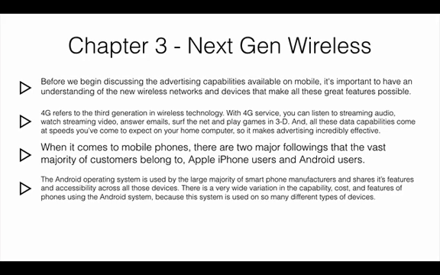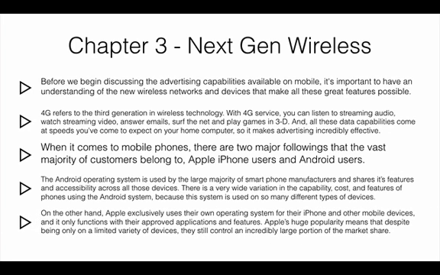There is a very wide variation in the capability, cost, and features of phones using the Android system because this system is used on so many different types of devices. On the other hand, Apple exclusively uses their own operating system for their iPhone and other mobile devices, and it only functions with their approved applications and features. Apple's huge popularity means that despite being only a limited variety of devices, they still control an incredibly large proportion of the market share.